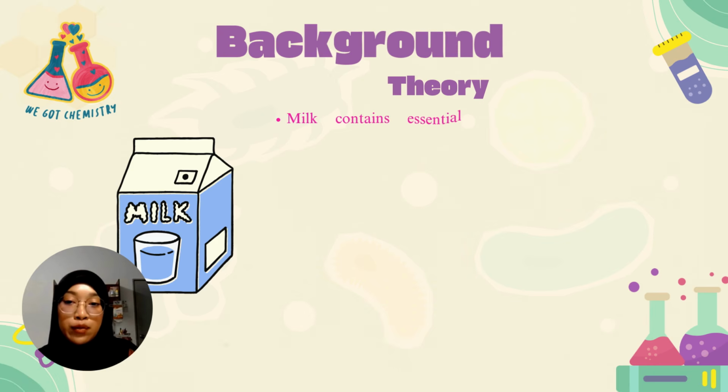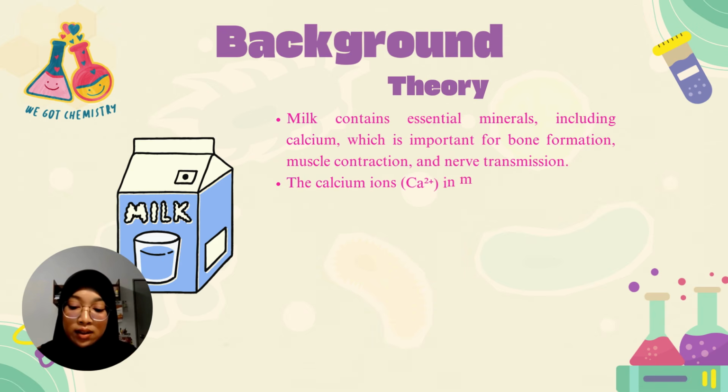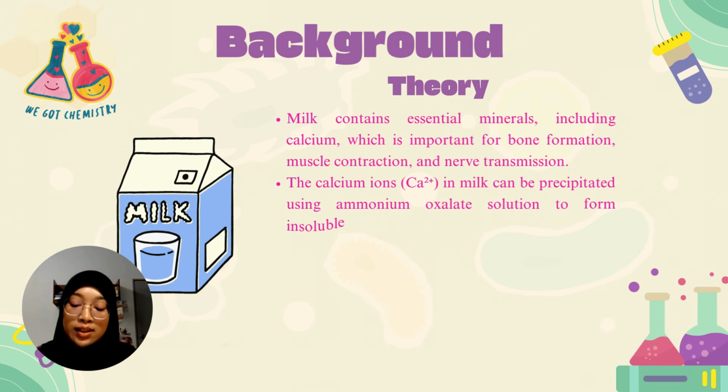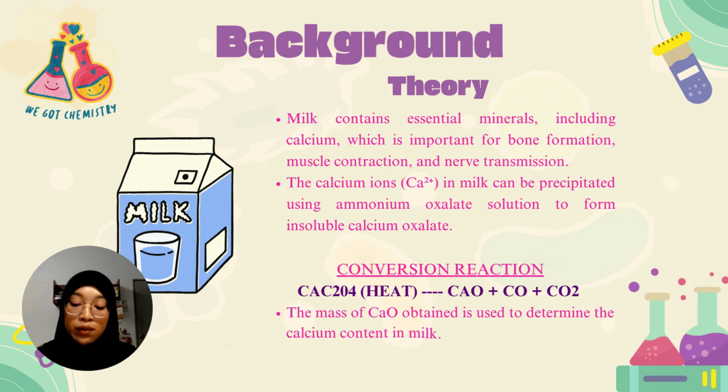Next, we move to the background and theory of this method. Milk contains essential minerals, including calcium, which is important for bone formation, muscle contraction, and nerve transmission. The calcium ion, Ca2+, in milk can be precipitated using ammonium oxalate solution to form insoluble calcium oxalate. There's also the conversion reaction as I attached below, and the mass of CaO obtained is used to determine the calcium content in milk.